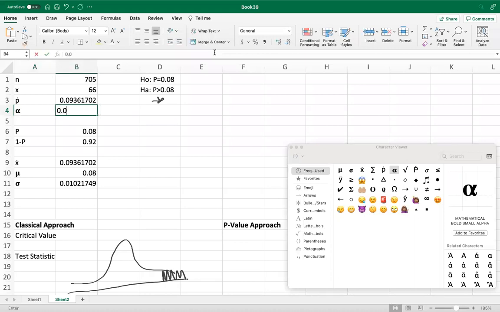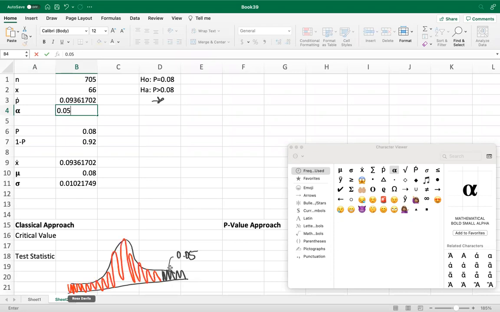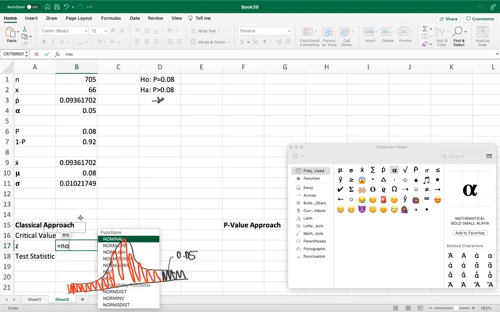So alpha was 0.05. And coming over here, alpha is this rejection region. So this rejection region is 0.05. And because we're using Excel, Excel is always going to look at the area to the left, not the area to the right. So when we come up with our critical value, we're going to look at this area here to get our critical value right here.